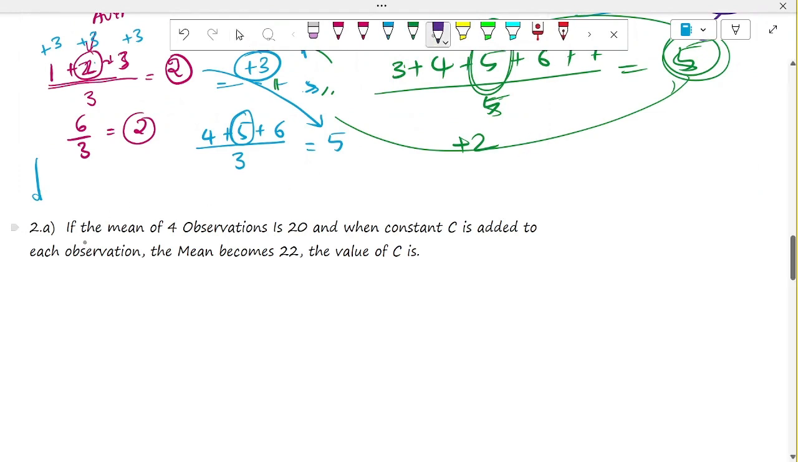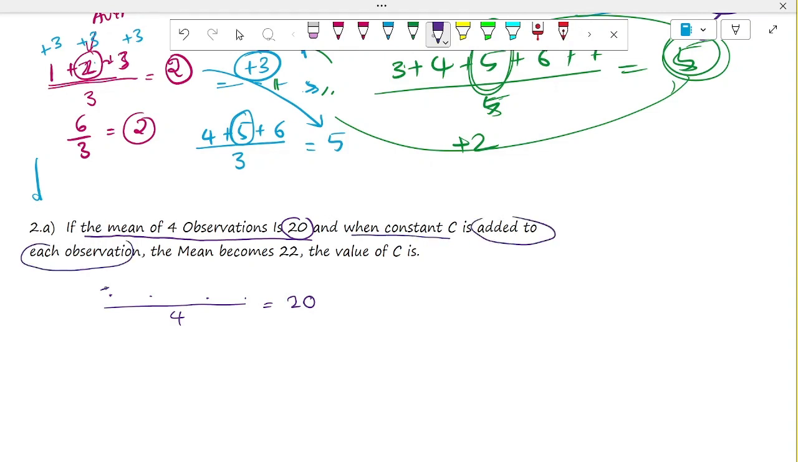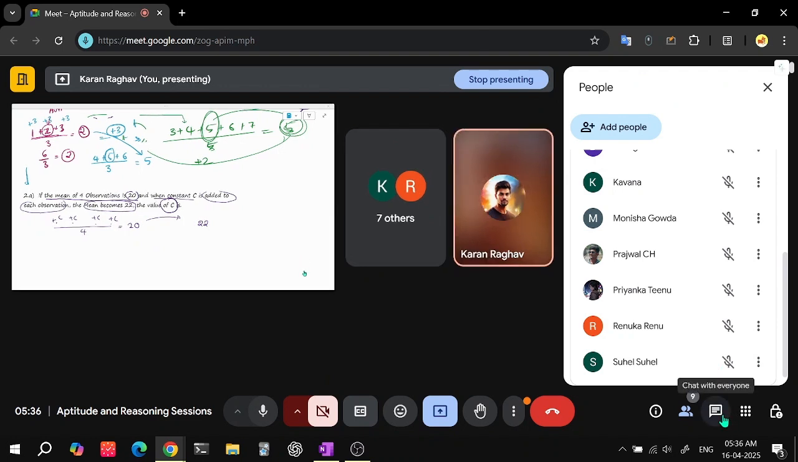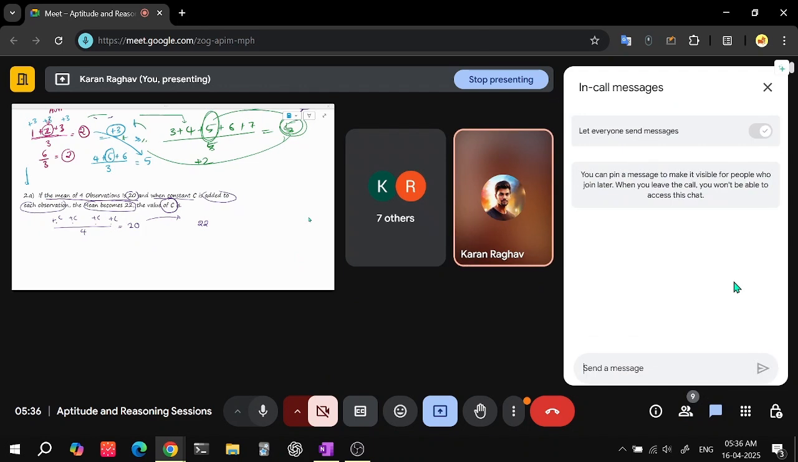Just try to understand. The mean of 4 observations is 20. They have taken 4 observations and found the mean of them, and that has come out to be 20. And when a constant c is added to each observation, we are going to add some constant c, plus c, plus c, plus c, and the mean becomes 22. The mean has become 22. So what is the value of c? Can you tell me the value of c? Anyone? I have just explained the whole scenario.